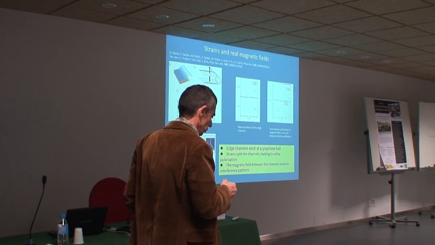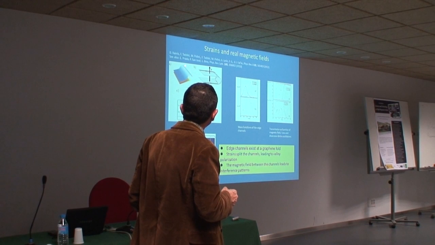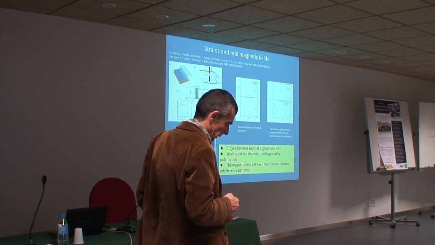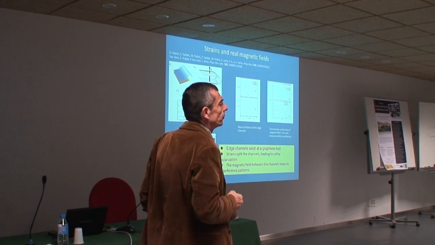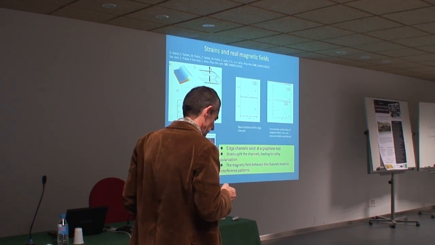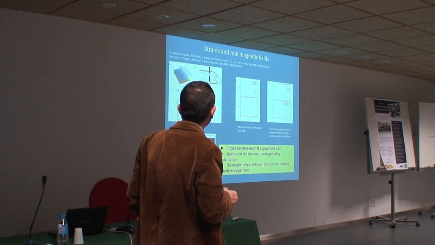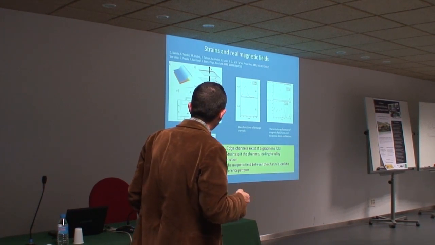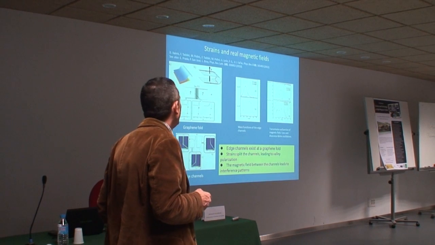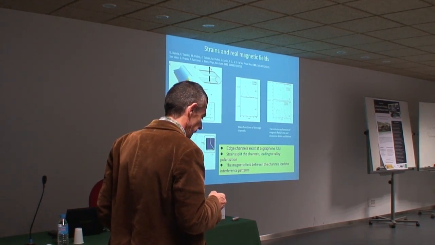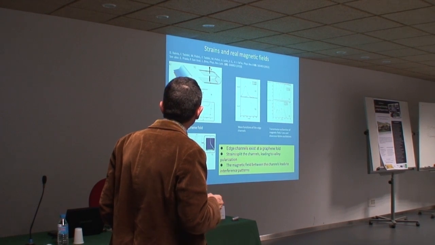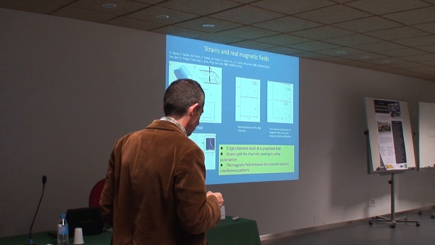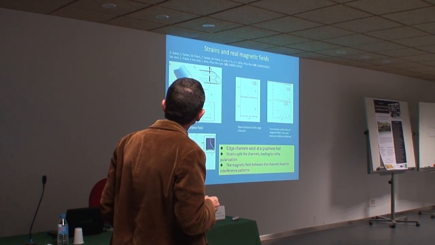in the other. You can also play with the strains you have in a graphene fold, and then you have a cheap interferometer. If you have a real magnetic field, you will have edge states. The strains associated with the fold will create extra magnetic fields which generate new effects, and we can use this situation as an interferometer.